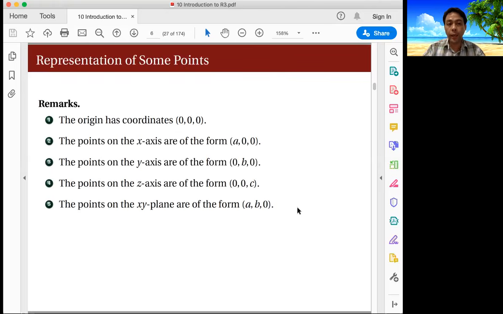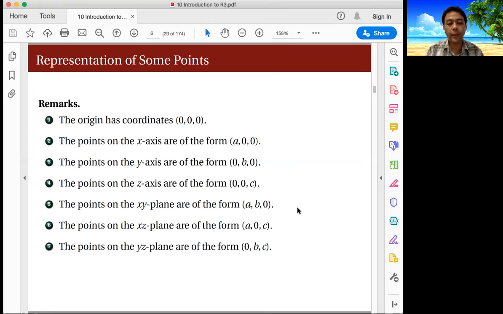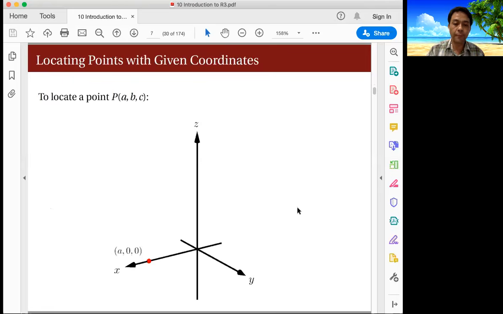On the xy plane, take note that the value of z is 0. So the coordinates of the points there are (a, b, 0). On the xz plane, it is the y that is 0. So the coordinates of points on the xz plane will be (a, 0, c). And then on the yz plane, it is the x coordinate that is 0. So points on this plane are of the form (0, b, c).